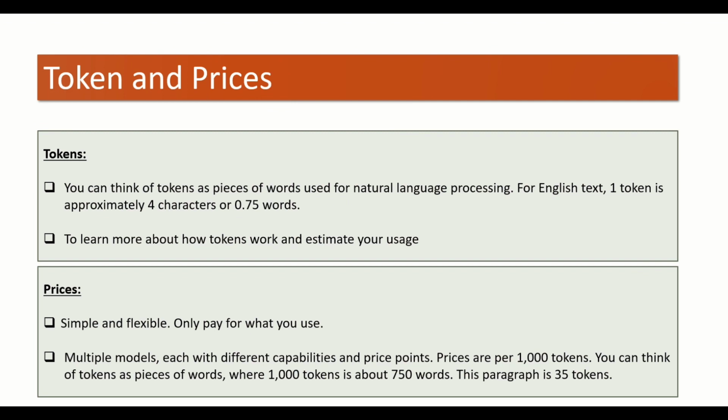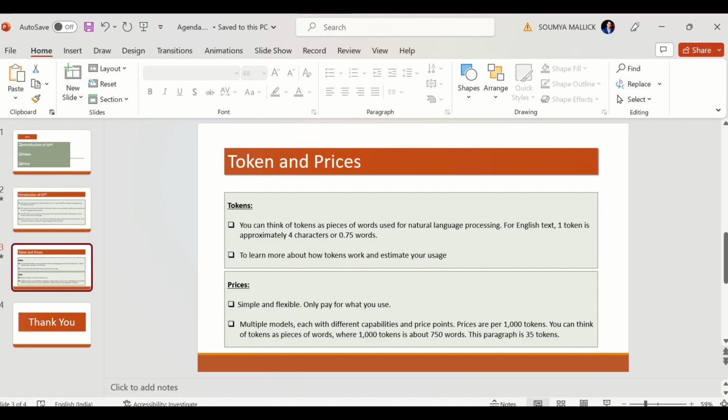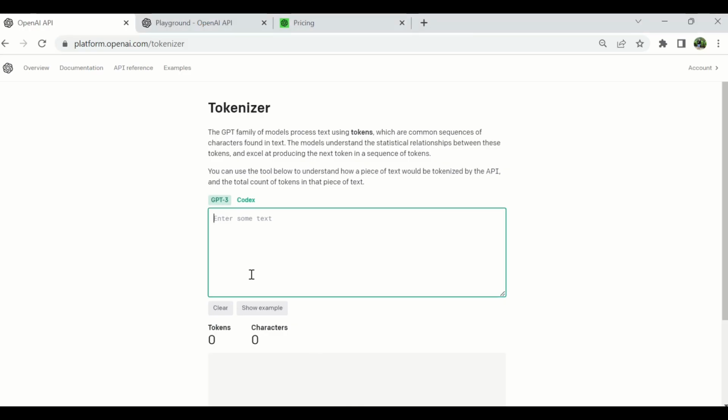To learn more about how tokens work and estimate your usage, we will open a tokenizer tool. You can see this tool on the OpenAI website itself. I will give you an example. Just type: hi, welcome to my channel. See, 5 tokens got used. Based on the tokens only, we will discuss the costing part. So let's discuss the token first.